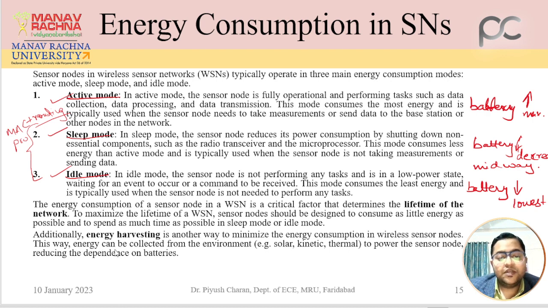Additionally, energy harvesting is another way to minimize the energy consumption in wireless sensor nodes. This way, energy can be collected from the environment. Example, solar, kinetic, thermal. There are piezoelectric transducers that can convert vibrations into electricity, and that can be used to charge the onboard batteries to power the sensor node, reducing the dependency on the batteries.